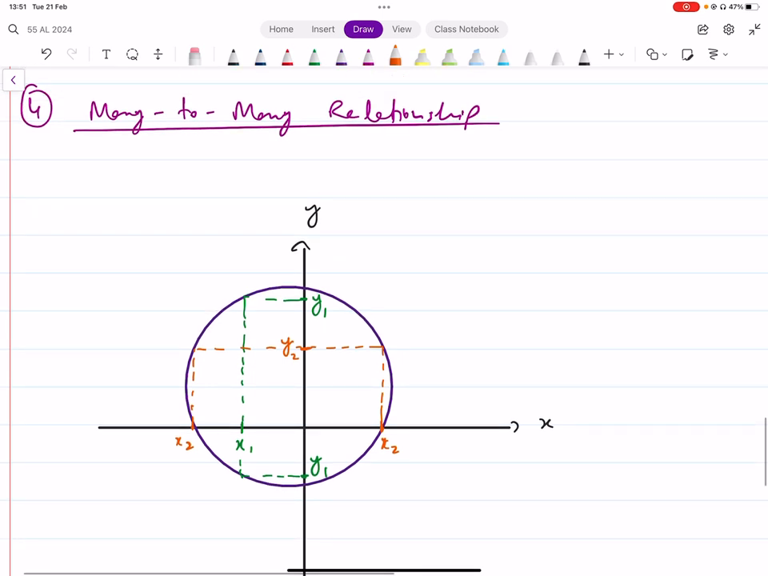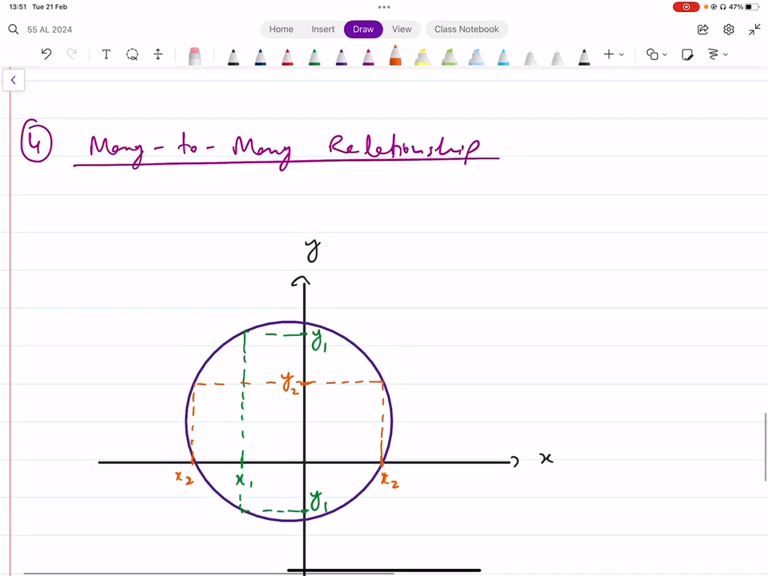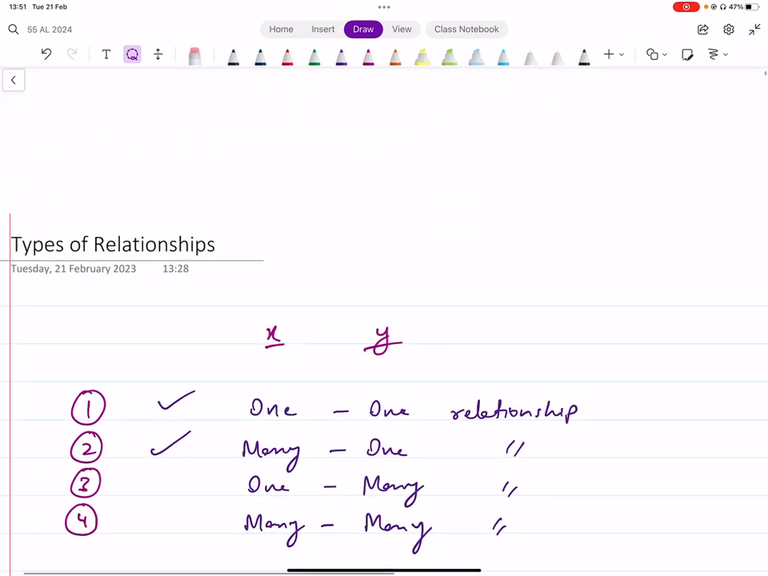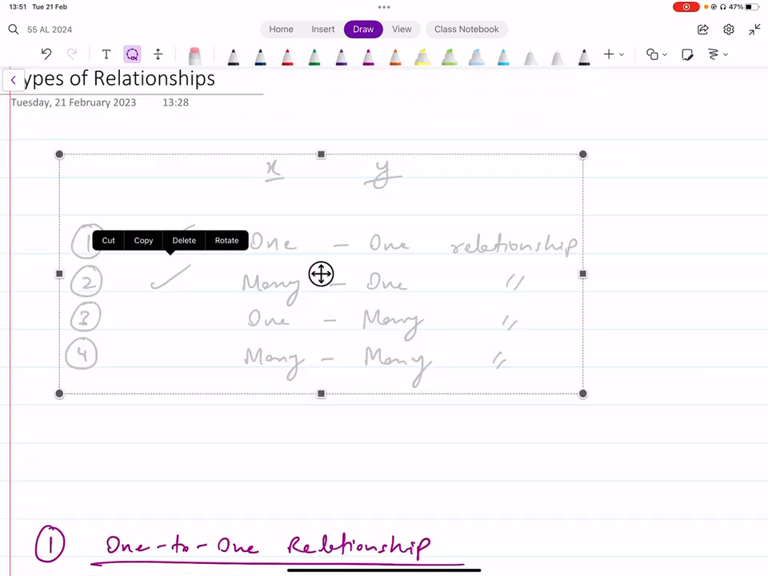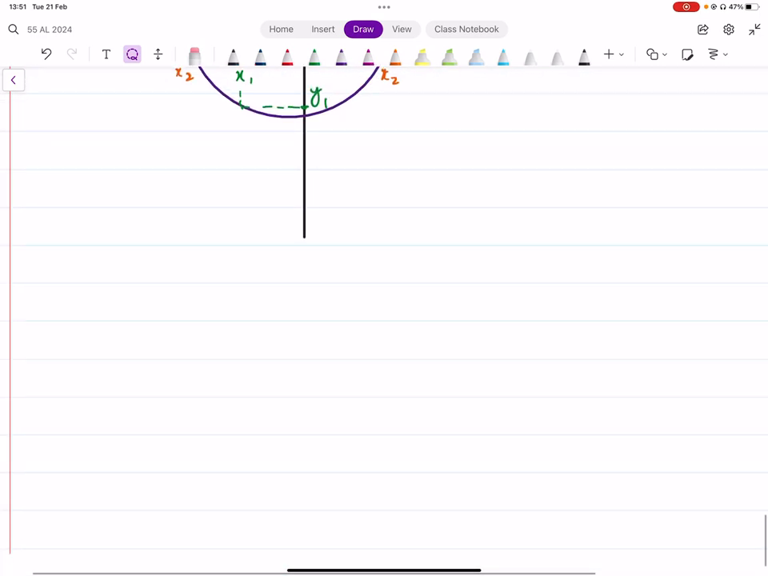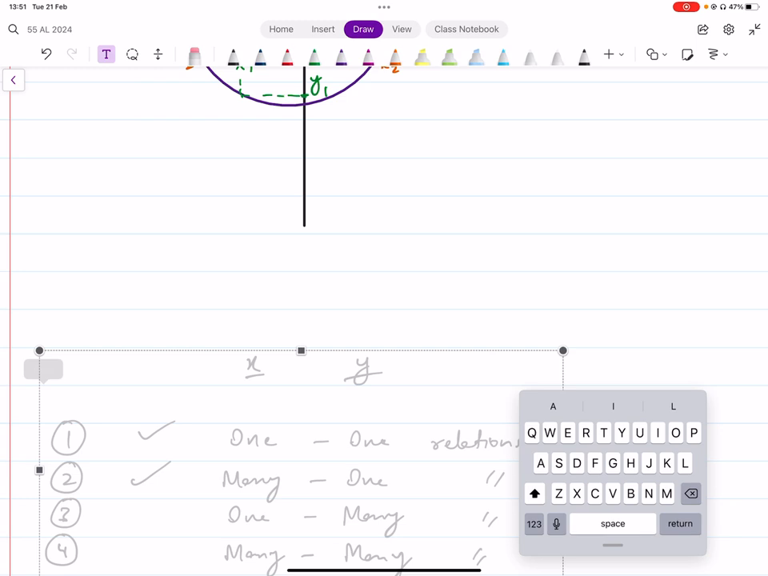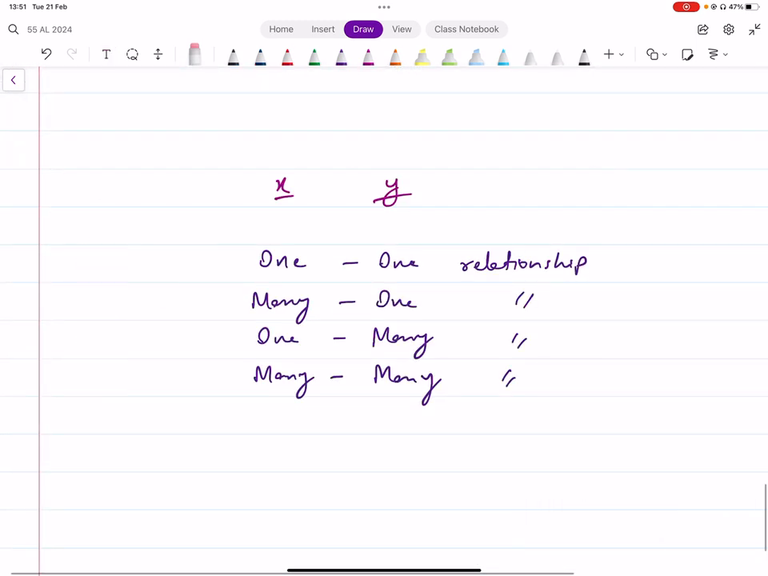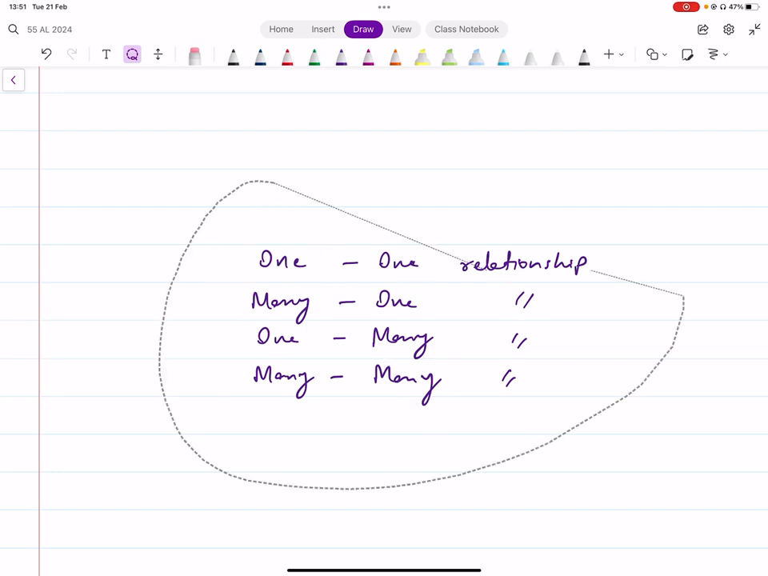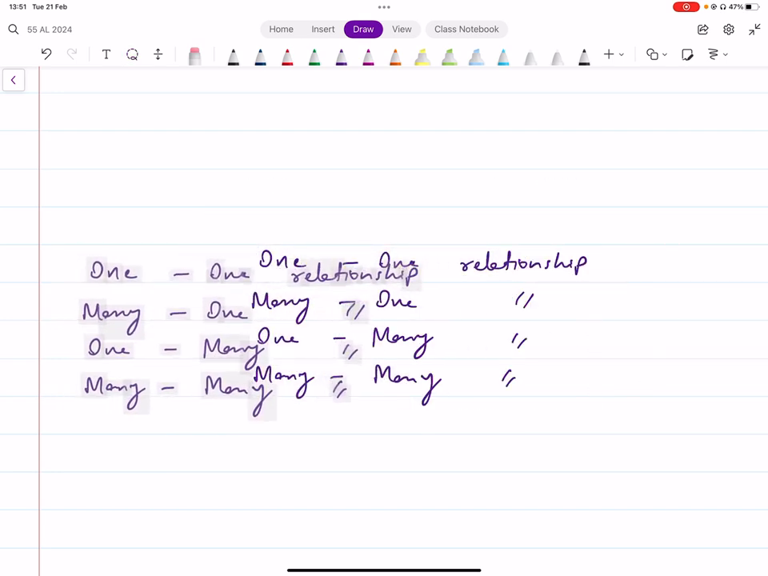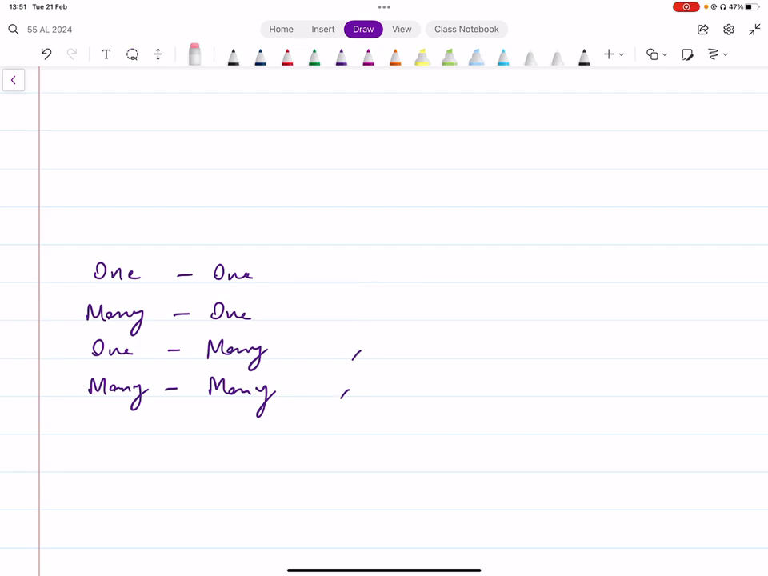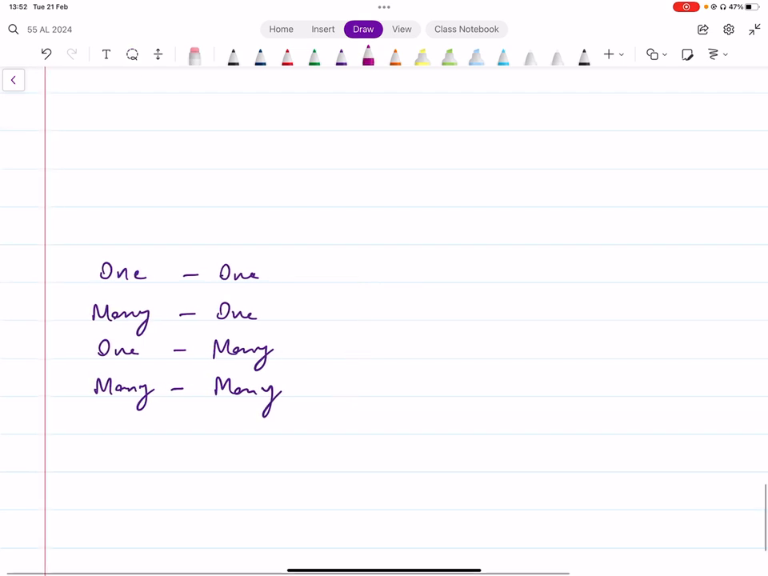This is a many-to-many relationship. All right? ये clear है सबको? There are four different types of relationships that we have: one-to-one, many-to-one, one-to-many, and many-to-many. Okay? Now let me just write them down here again. These are four different types of relationships: one-to-one, many-to-one, one-to-many, and many-to-many.